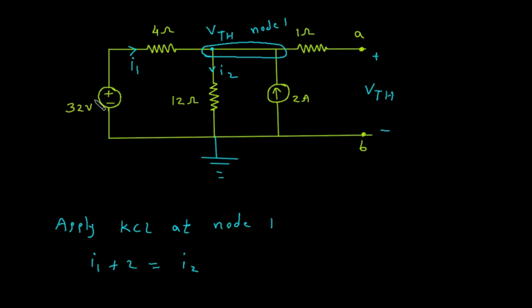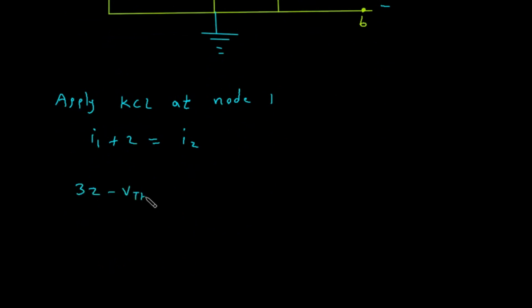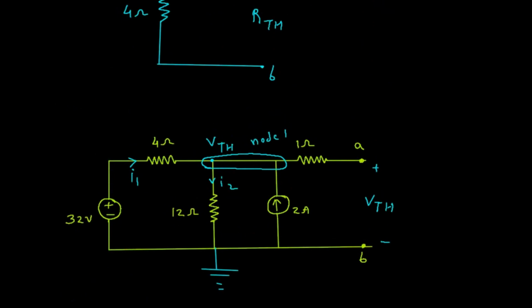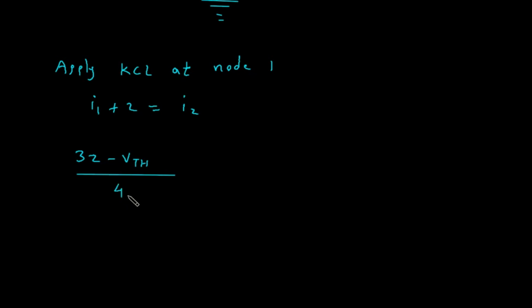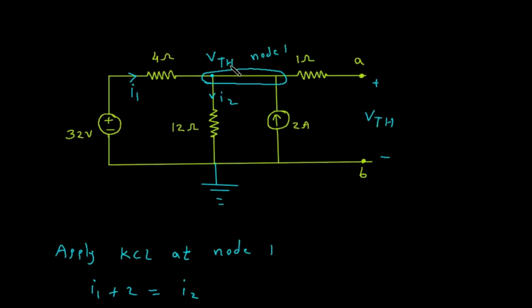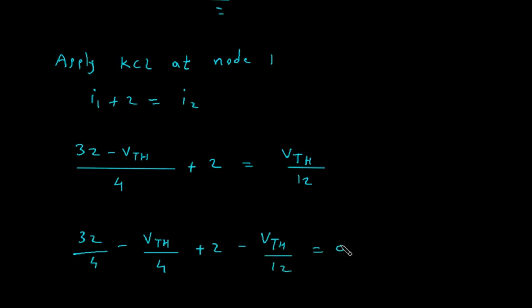So I1 will be (32 minus VTH) by 4 ohm, plus 2 is equal to I2. Now this I2 is (VTH minus 0) by 12. So this will be 32 by 4 minus VTH by 4 plus 2 minus VTH by 12 is equal to 0.